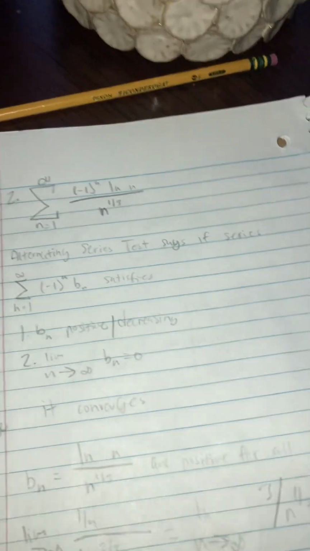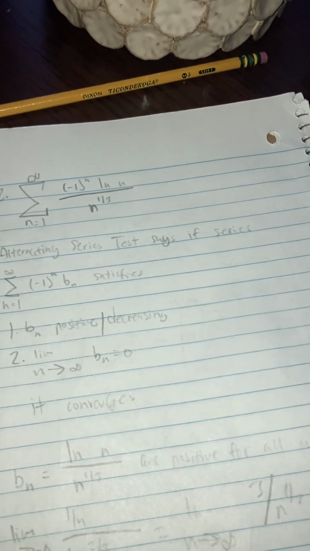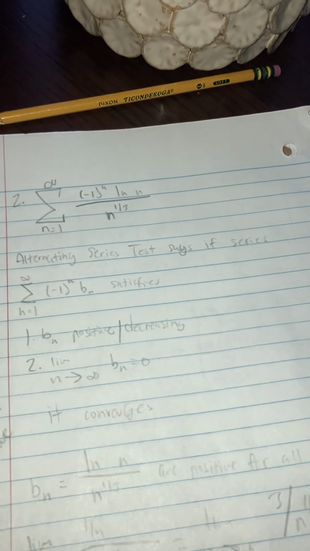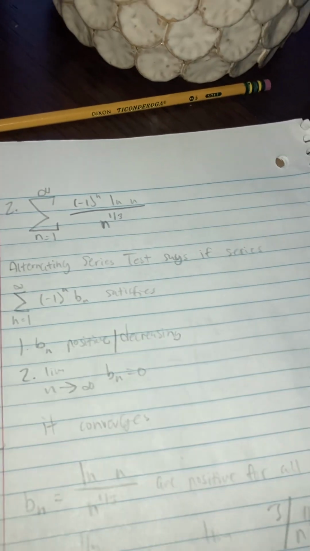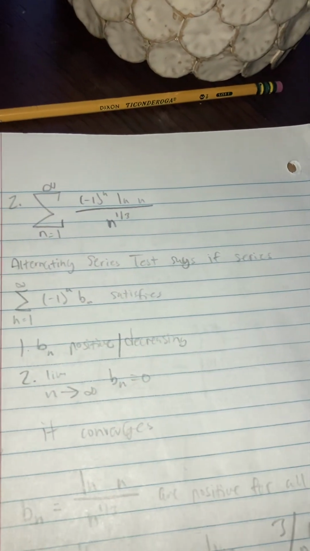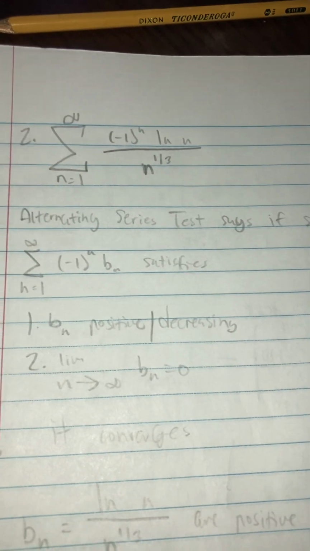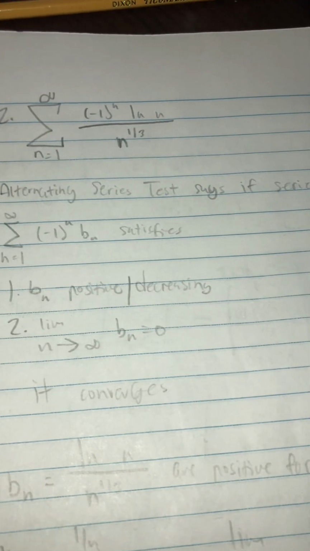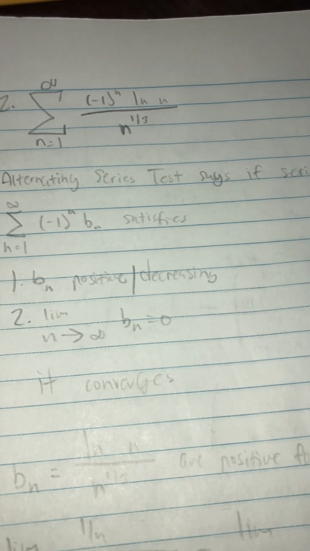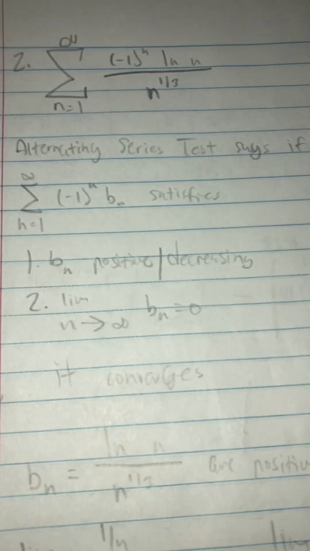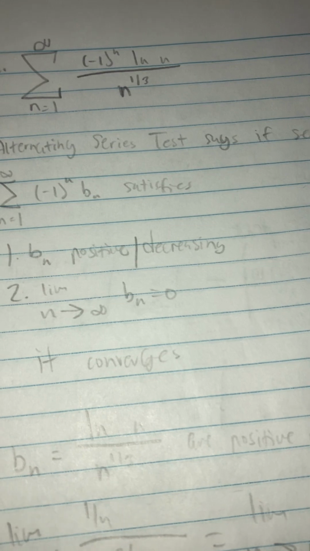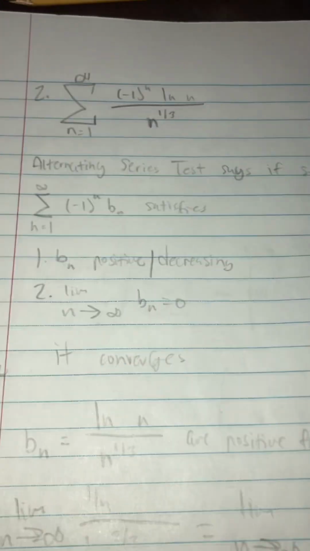Okay, so for the second one, we're going to use the alternating series test. Basically, it says if this series, Bn, satisfies 2 conditions, number 1, Bn is positive and decreasing, and number 2, the limit as n goes to infinity of Bn equals 0, then it will converge.